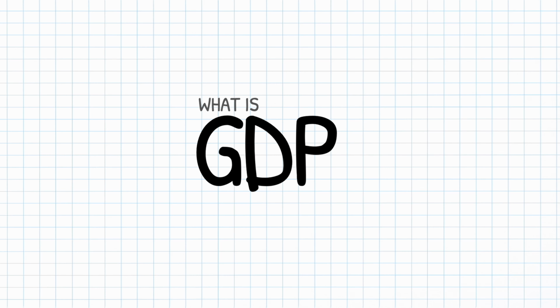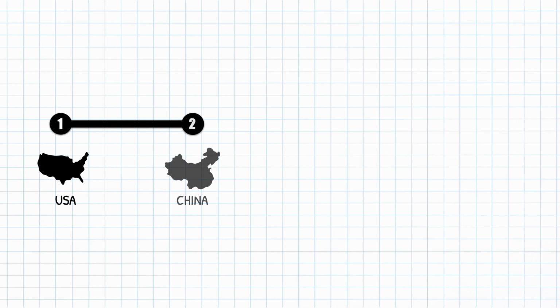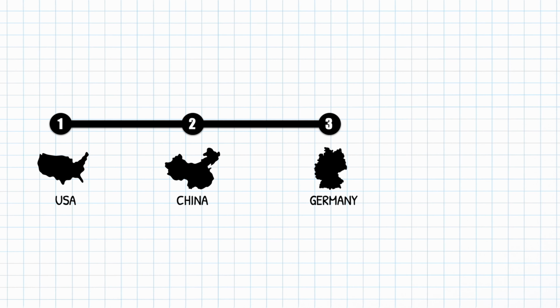If you search for the top 4 countries based on their economy, you'll find the United States in first place, China in second, Germany in third, and Japan in fourth. But why? It's because of their GDP values.